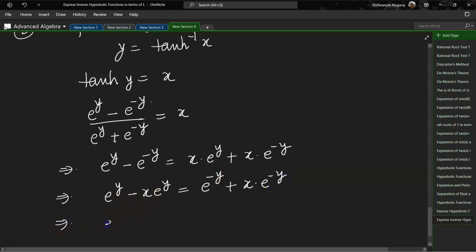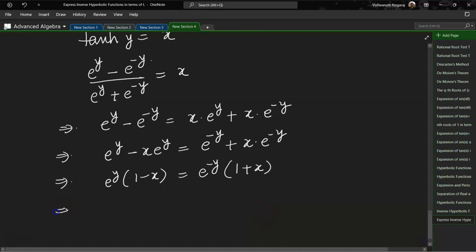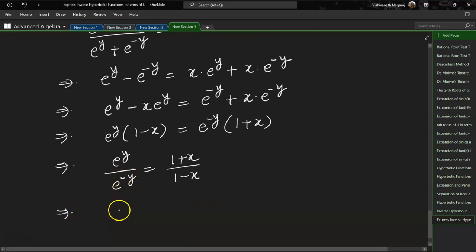So what do we get? Here e to the power of y is common, so 1 minus x, is equal to e to the power of minus y is common, so 1 plus x. Now let's again take the e's together. So e to the power of y by e to the power of minus y is equal to 1 plus x by 1 minus x. Okay, let's take this e to the power of minus y above. So what do we get? e to the power of y times e to the power of y, so e to the power of 2y is equal to 1 plus x by 1 minus x.